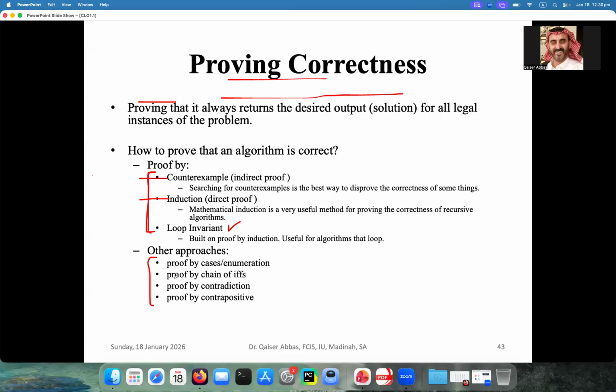So prove by cases or enumeration, prove by chain of if and only if, prove by contradiction or contrapositive. These are available in discrete math, so we are going to ignore them, but we will go with these 3.